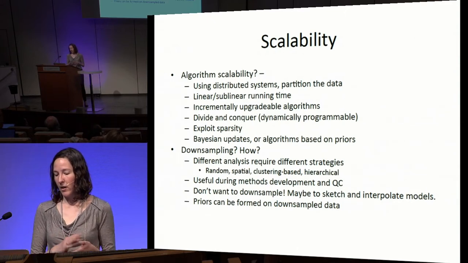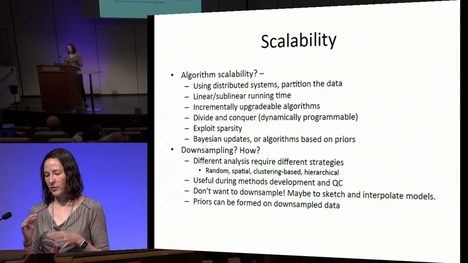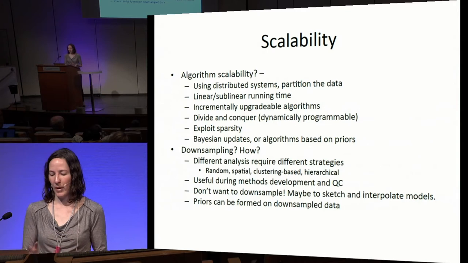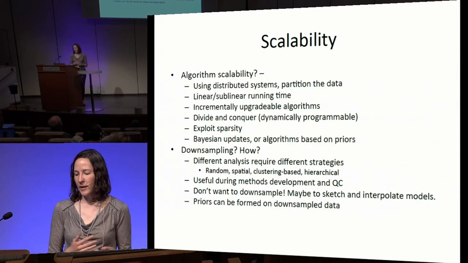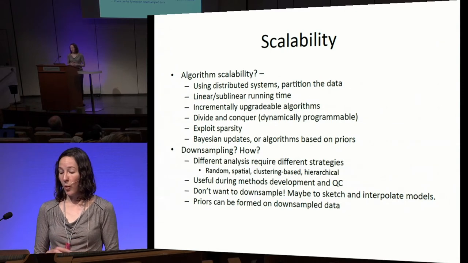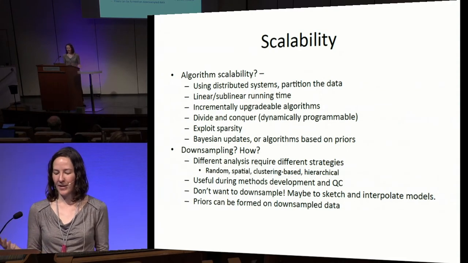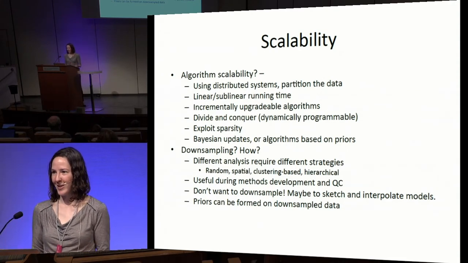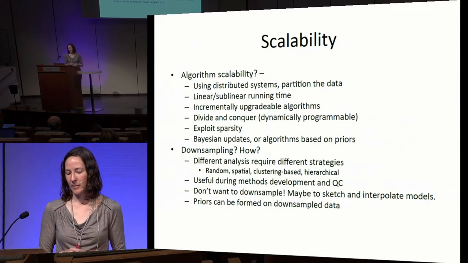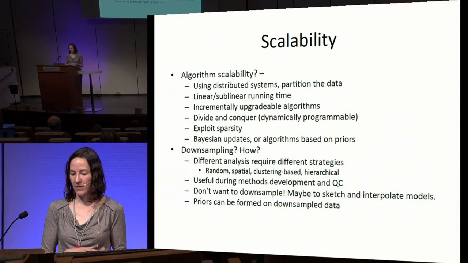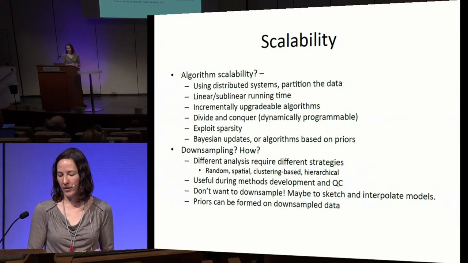Again, getting back to this divide and conquer for clustering, you may want to consider individual clusters at a time or a hierarchical strategy for downsampling rather than just simply random or spatial. However, we think primarily this is useful during methods development or QC or questions that are really only asked from particular subsets of the data. I mean, we're collecting this data for a reason. So overall, for most of our analysis, I think we ultimately don't want to downsample except during development and asking specific questions. We really want to take advantage of the amount of data that we have. But it can be useful for, again, things like creating priors.